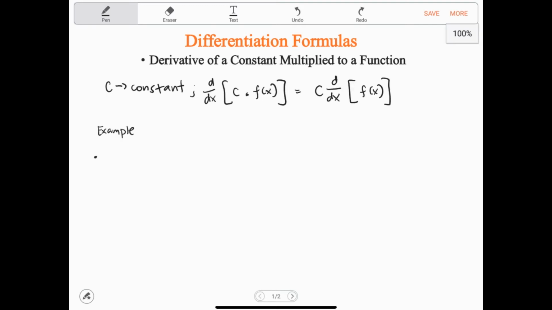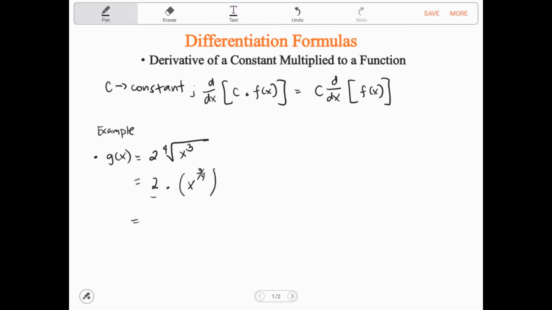Next example. Let's say g of x is equal to 2 times the 4th root of x to the power of 3. 2 there is the constant. So 2 times, we'll rewrite the 4th root of x to the power of 3 as 2 times x to the power of 3 over 4. So, we'll find the derivative of x to the power of 3 over 4.